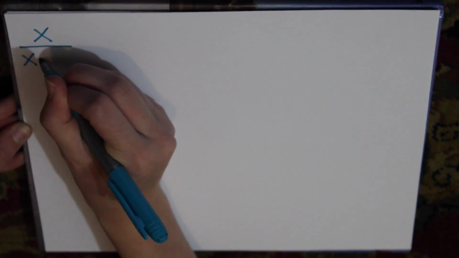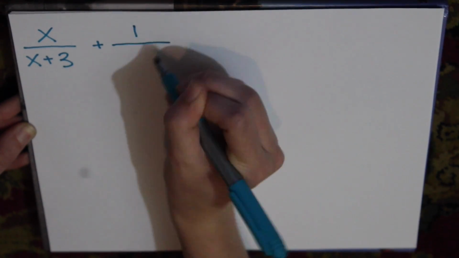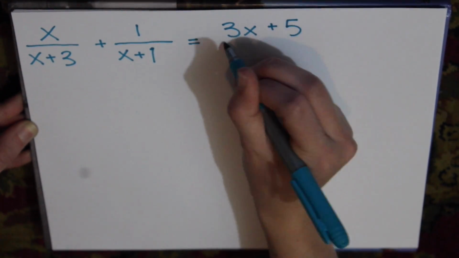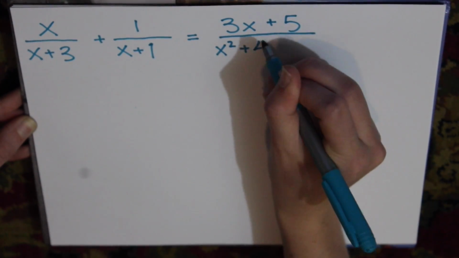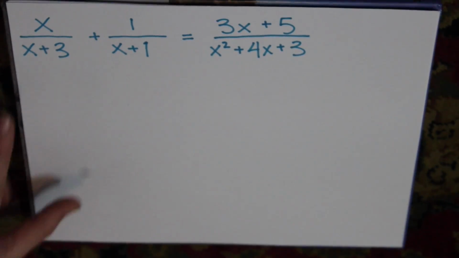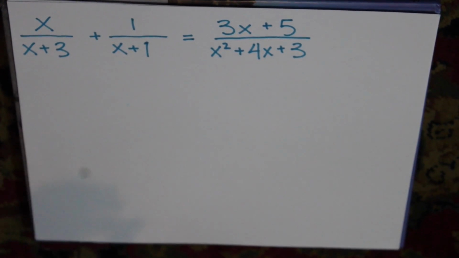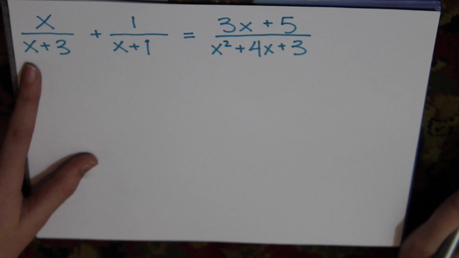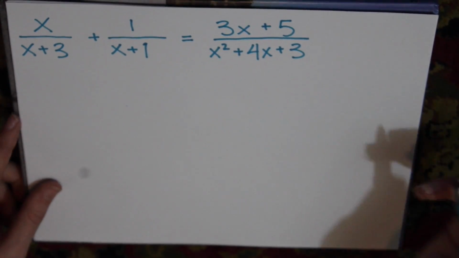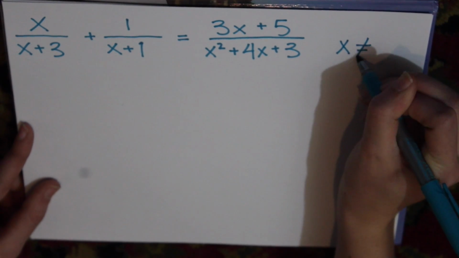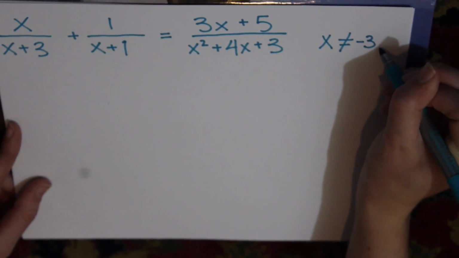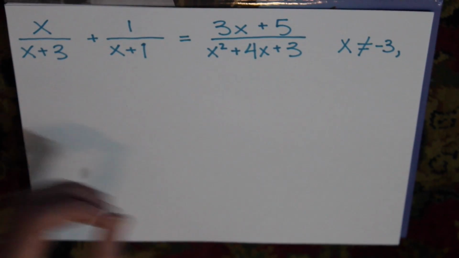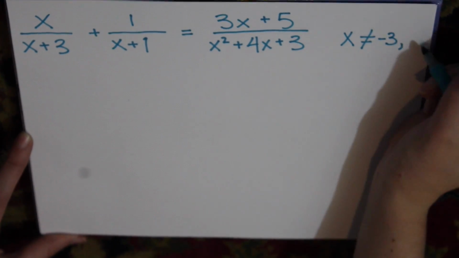Alright, so we are going to start off with our rational equation, which is x over x plus 3 plus 1 over x plus 1 equals 3x plus 5 over x squared plus 4x plus 3. First we're going to find out what our extraneous solutions are, or values we can't have, because we can't have fractions with a denominator of 0. So x can't equal negative 3 or negative 1, because x plus 3 equals 0 means x would be negative 3, and x plus 1 equals 0 means x would be negative 1. So we can't have x equal negative 3 or negative 1, or else our denominator would be 0.